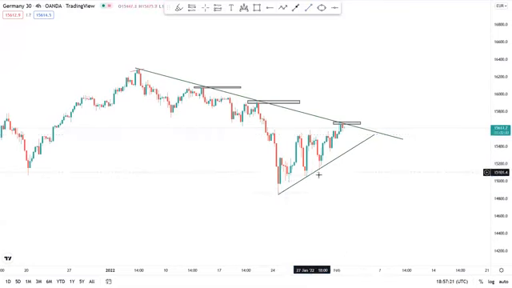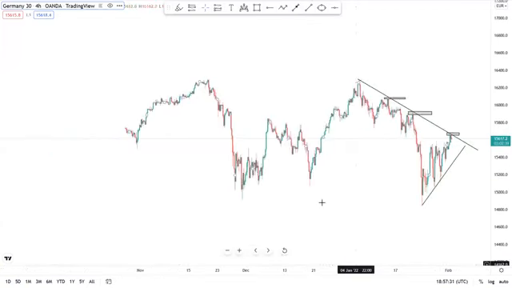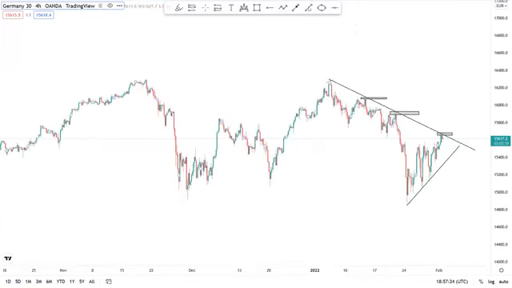Same story, 1, 2, the third one reversed. How do you notice this kind of movement? The bigger the comeback, the bigger the third touch. There is no way it wouldn't respect it. Again, even here.